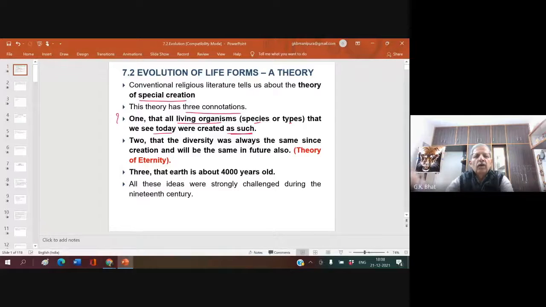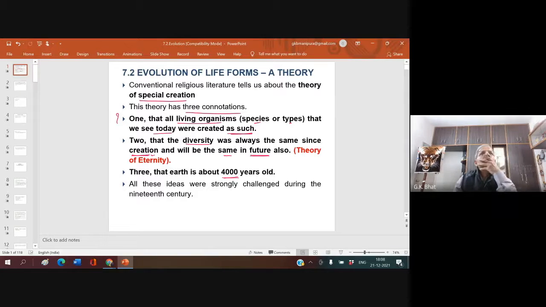All living organisms that we see today were created as such right from the beginning of the origin of life on this earth. Two, that the diversity was always the same since creation. There is nothing like addition or loss, and it will be the same in the future also. And the third one, that the earth is only about 4,000 years old. Do you agree with all this or disagree?